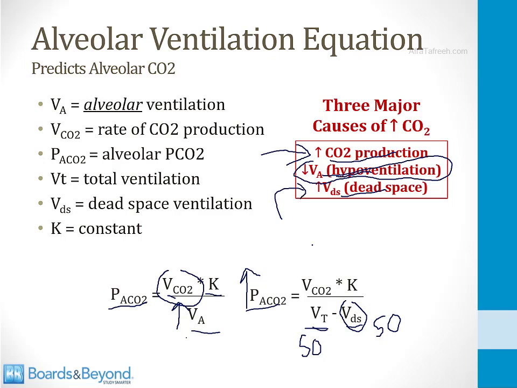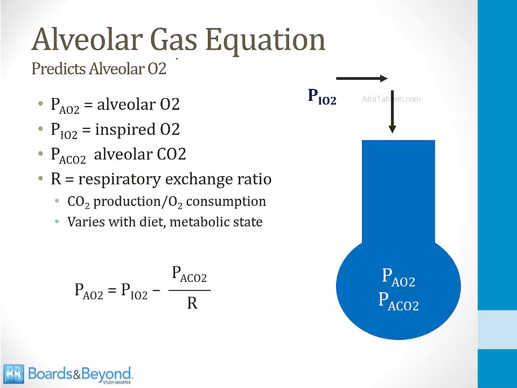If you understand this, you're all set for answering questions about hypercapnia on step one. Now let's move on to the alveolar gas equation. Just like the alveolar ventilation equation can be used to predict alveolar carbon dioxide, the alveolar gas equation can be used to predict the alveolar oxygen level. The alveolar gas equation is shown at the bottom of the screen.